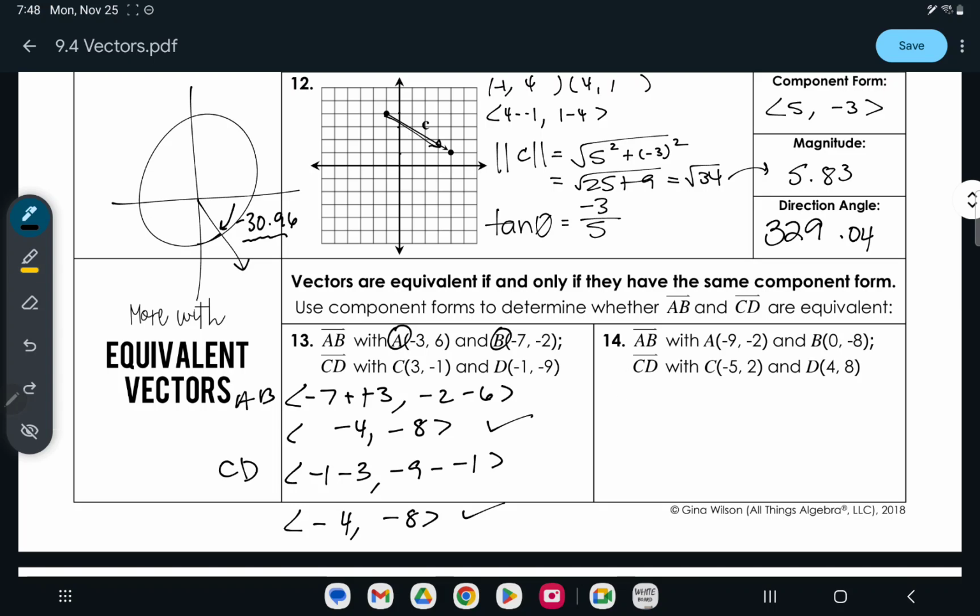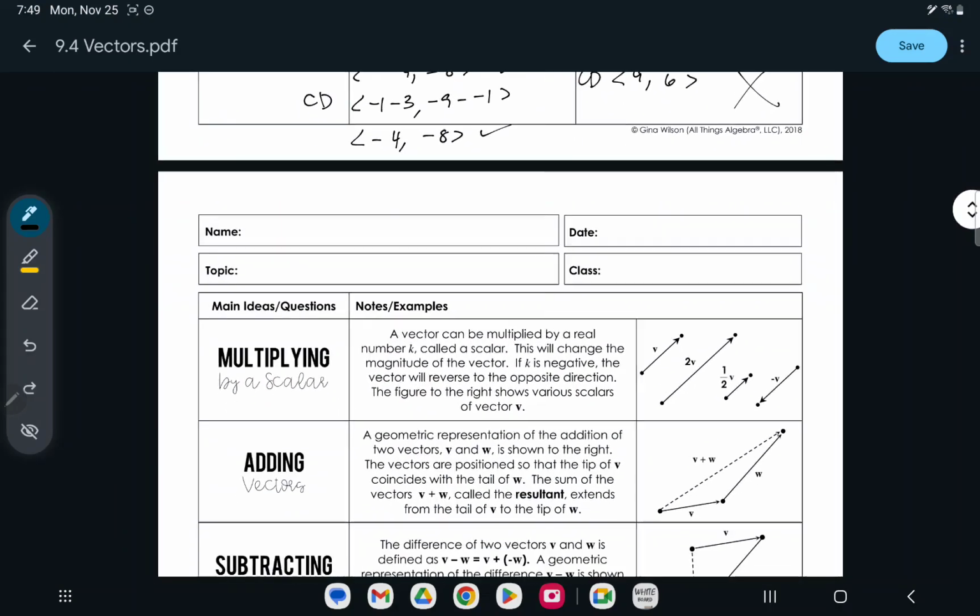Let's look here at this one. So AB. Let's see, 0 minus -9 is 9. -8 minus -2 is -6. 4 minus -5 is 9. 8 minus 2 is +6. These are not the same, so not equivalent. Okay.